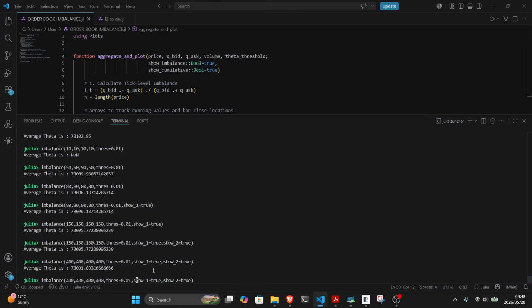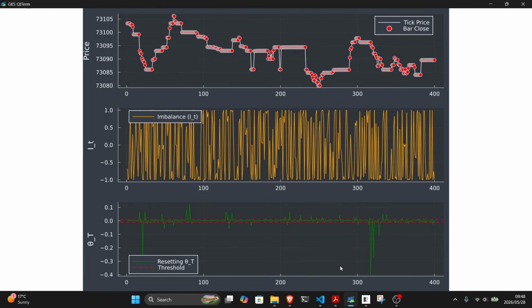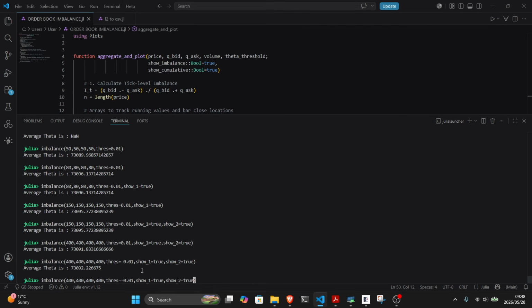Essentially, the bar condition can be negative. You can just put a negative sign over that. And as you can see, there are far more bars with a negative threshold. But obviously, this is one of the disadvantages of this aggregation. Finding the right threshold is a skill in itself.